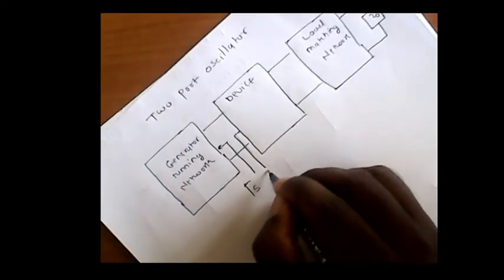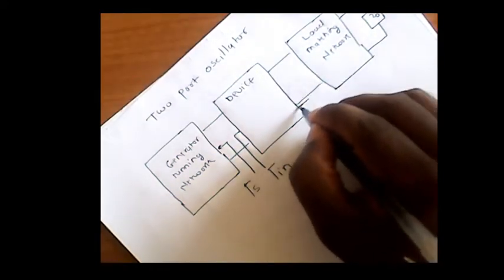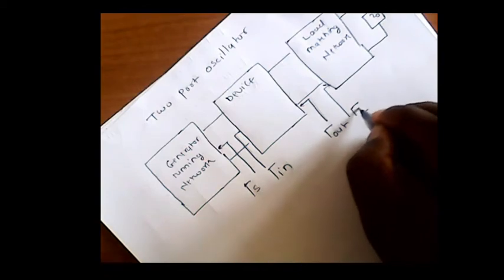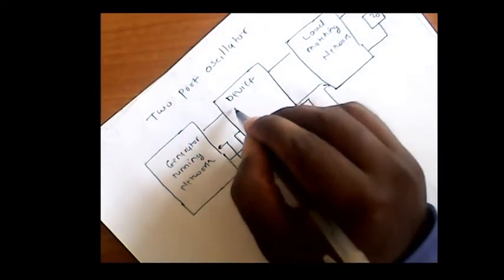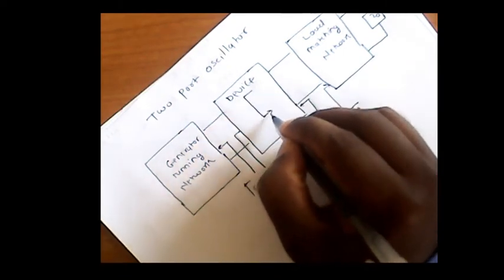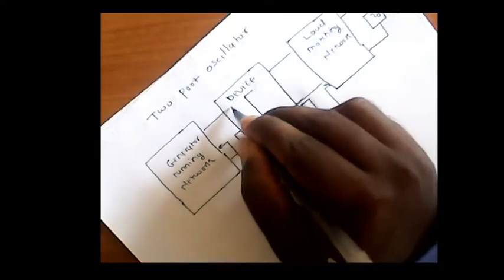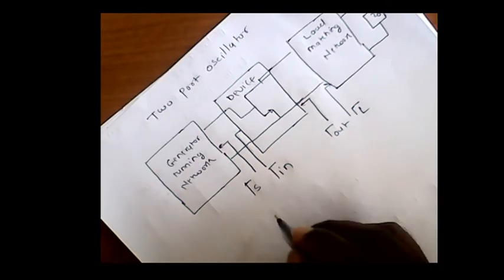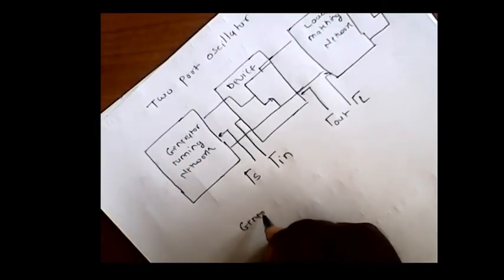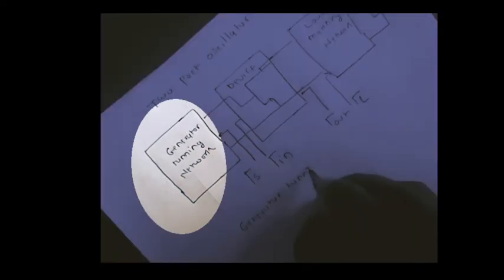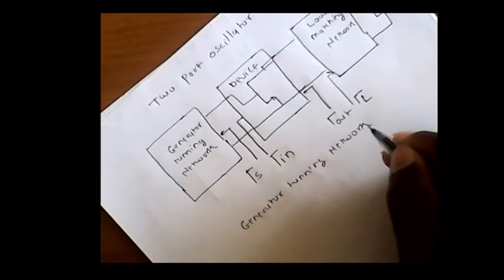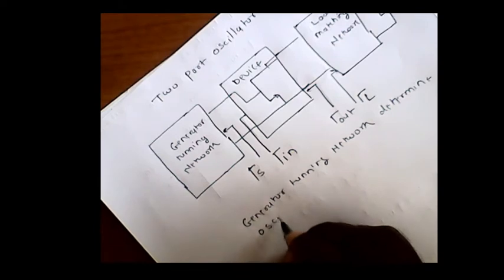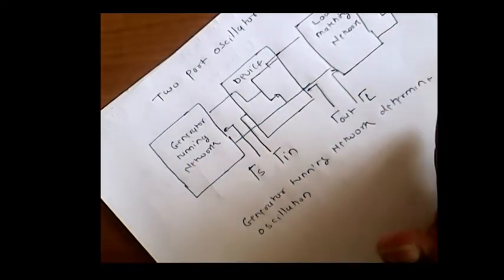We have gamma S, gamma in, gamma out, gamma L. This may be an FET. The generator tuning network determines the oscillation frequency. So the generator tuning network finds the oscillation frequency.